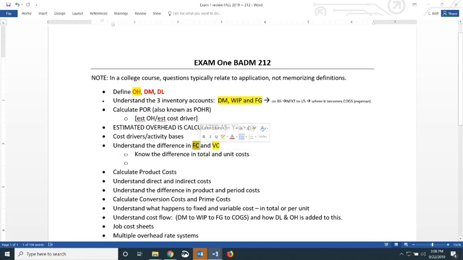Fixed costs are quite the opposite. Fixed costs stay the same in total, but the unit cost goes down the more units you produce.